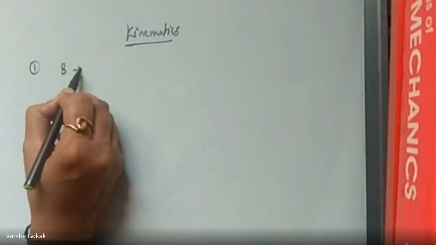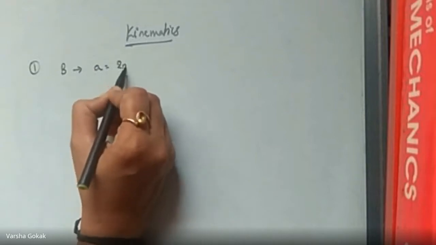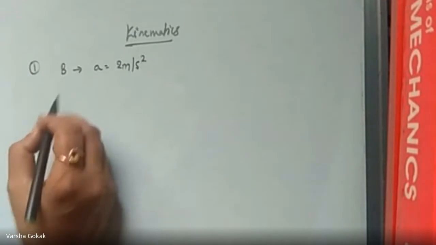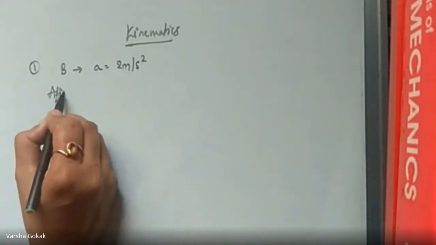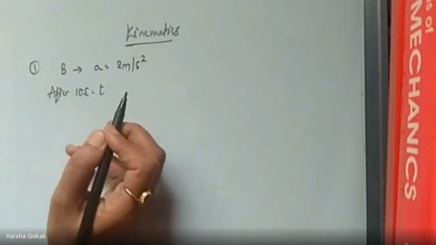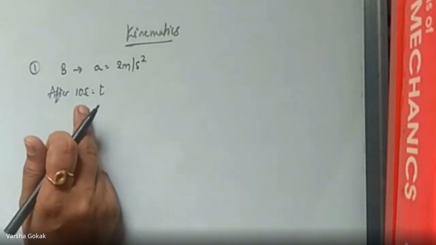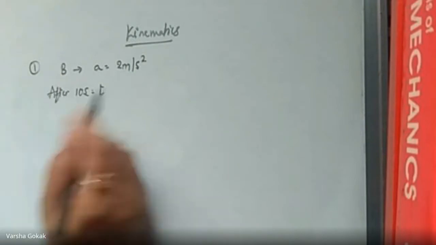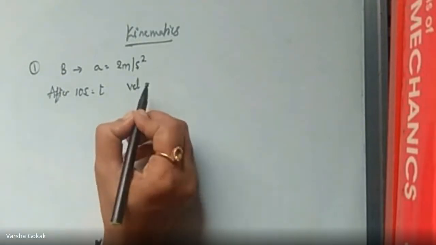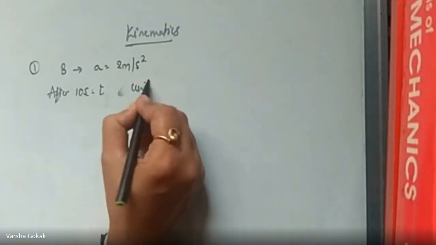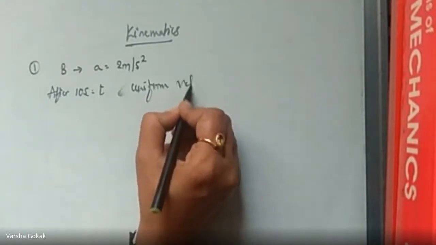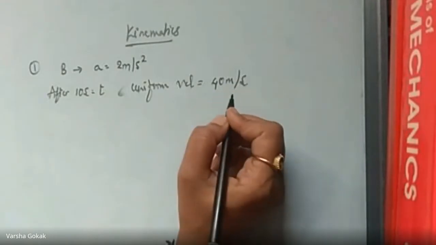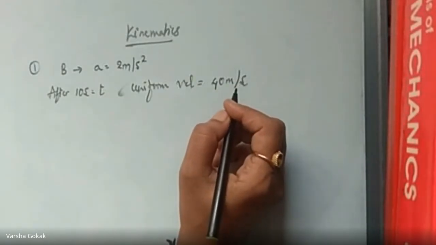So burglar's car starts with an acceleration of 2 meters per second square. A police van comes after 10 seconds. So he's coming after 10 seconds. This is some time to us, right? A police van comes after 10 seconds and it continues to chase the burglar's car with a uniform velocity of 40 meters per second, right? Find the time taken by the police van.